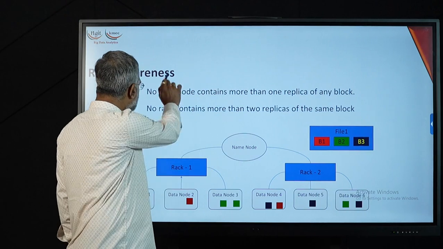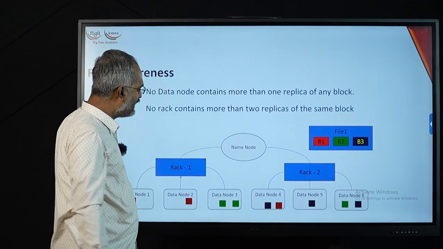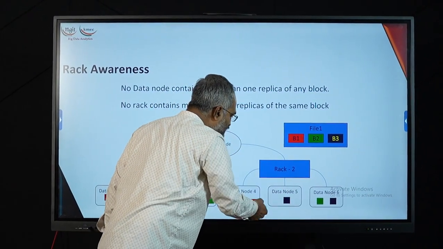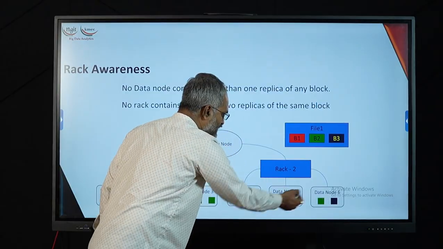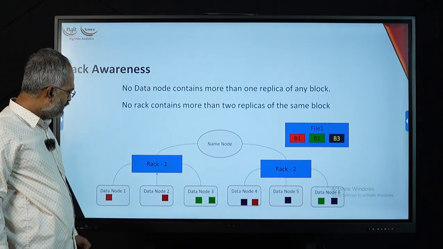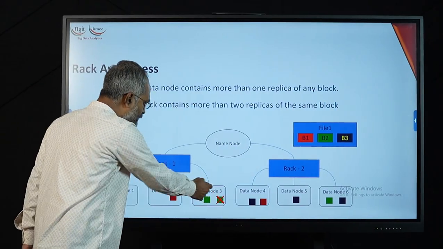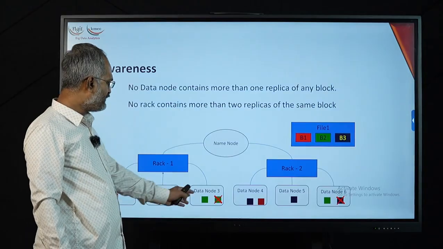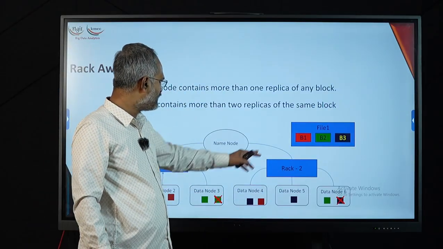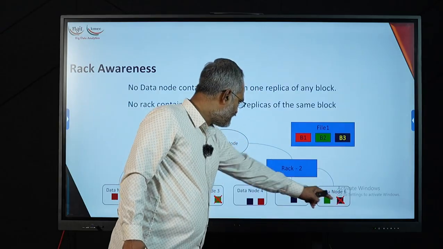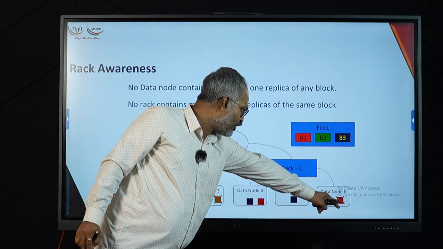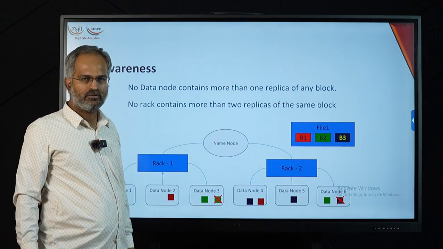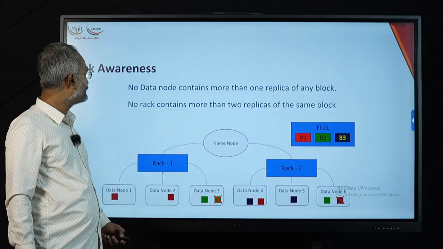So that is the first rule violation, and the second rule violation is here. Rack 2 is having three replicas of block 3. See here, these are the three replicas. So this replica is violating the rule, and this replica is also violating the rule. If you swap these two, if this block 2 is stored here and this block 3 is stored here, then it satisfies both rules. So this is the rack awareness concept.